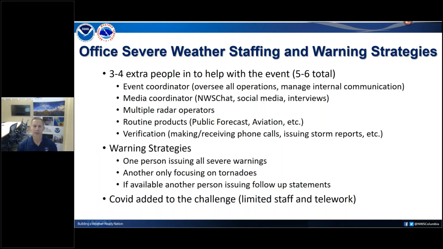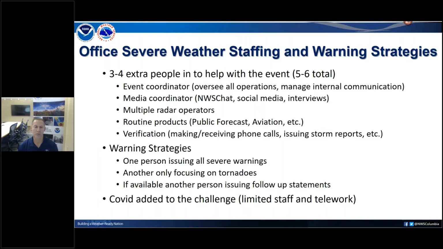The media coordinator is someone assigned to be in the NWS chat, keep track of social media, and keep those things updated and let people know what's going on as the event's unfolding, where damage is occurring, where the storms are moving. If any interviews were requested by the media or whatnot, they would handle that. Obviously, in this case, we didn't have time to handle that during the event anyway, but that is the role this person would handle.